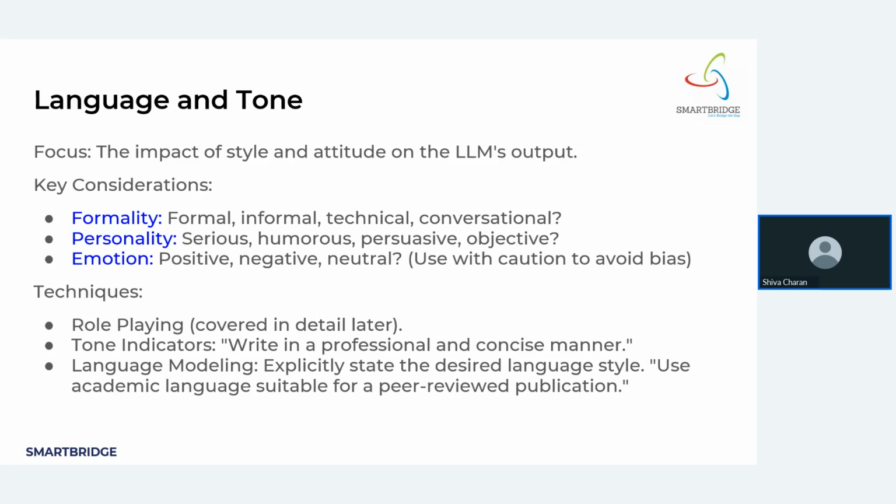And what are some techniques? It is saying role playing, tone indicators, language model. Role playing, as mentioned, will be covered later. Role playing is nothing but, in the previous example, we told the system to consider itself a research scientist, right? So that is what role play is. And tone indicators: write in a professional and concise manner. Correct. So that is a tone indicator, right? A professional manner. It should sound professional.